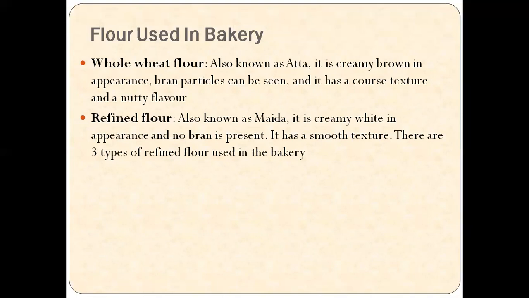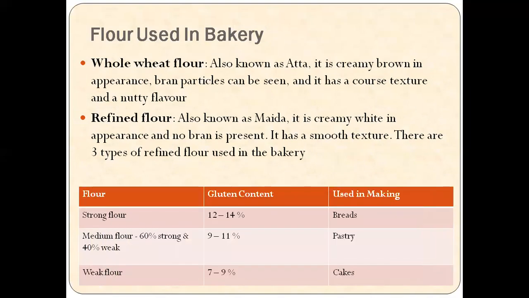or germ is present. It is smooth in texture, and there are three types of refined flour that are required to be used in the bakery. This chart will help us understand that. The first one is strong flour with a gluten content or protein content of 12 to 14%, favorable to be used in making of breads.